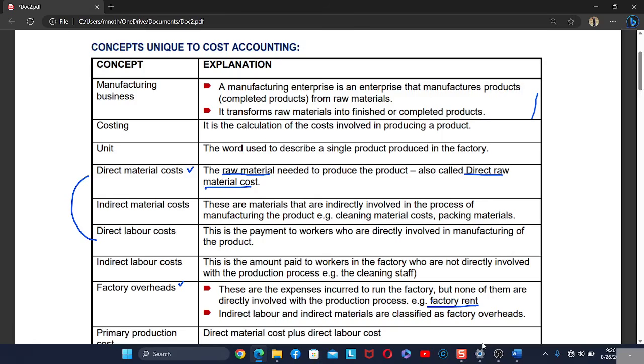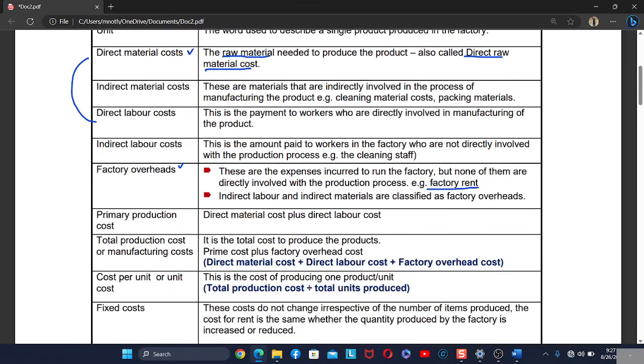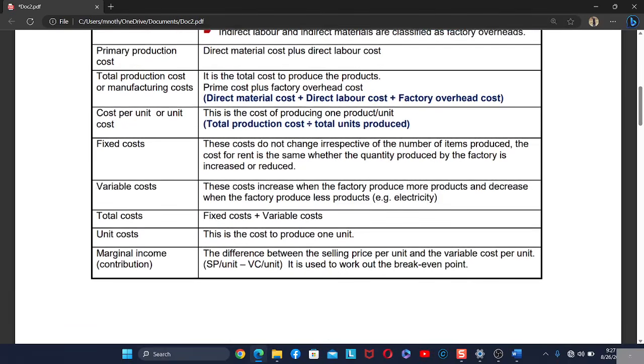Now, primary production cost is direct material cost plus the direct labor. Just want to explain something. And then we have the total production cost, or manufacturing cost.